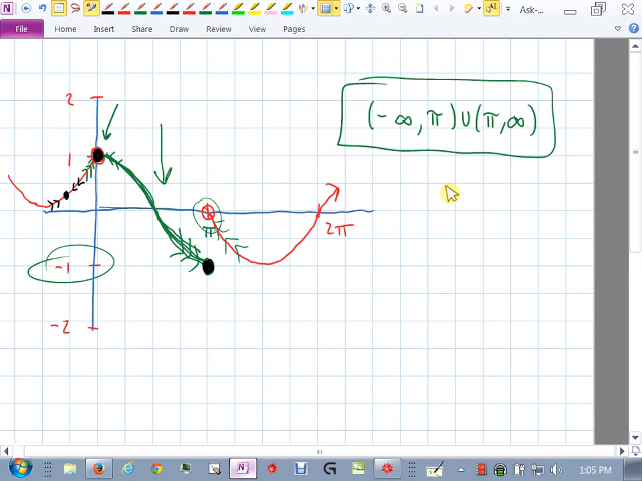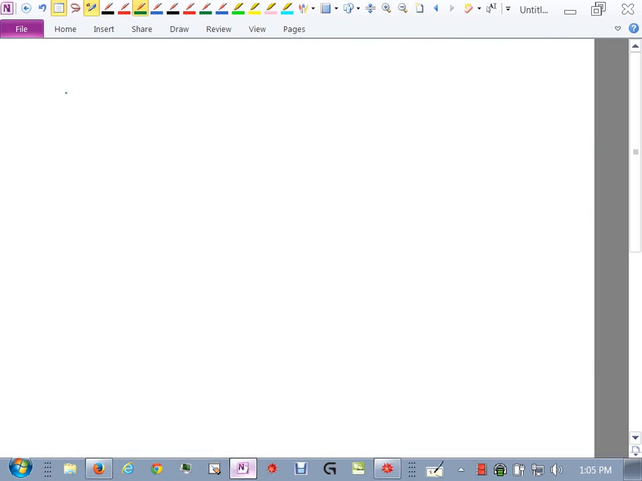Any others? Yes? 13? Limit as x approaches 0 of sine x over x plus tangent x. You were confused in what part of this?